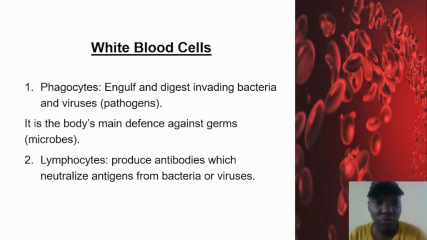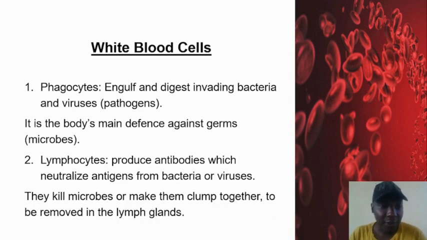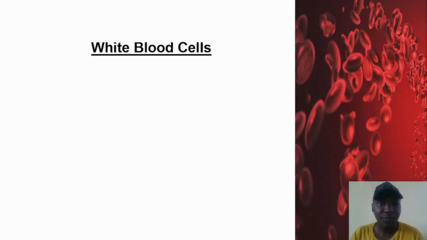They produce antibodies which neutralize antigens from the bacteria or viruses. So these are two of the white blood cells that are there to fight against the pathogens. Now, the lymphocytes kill the microbes or make them clump together to be removed in the lymph glands. So that's how they help to protect or defend the body.